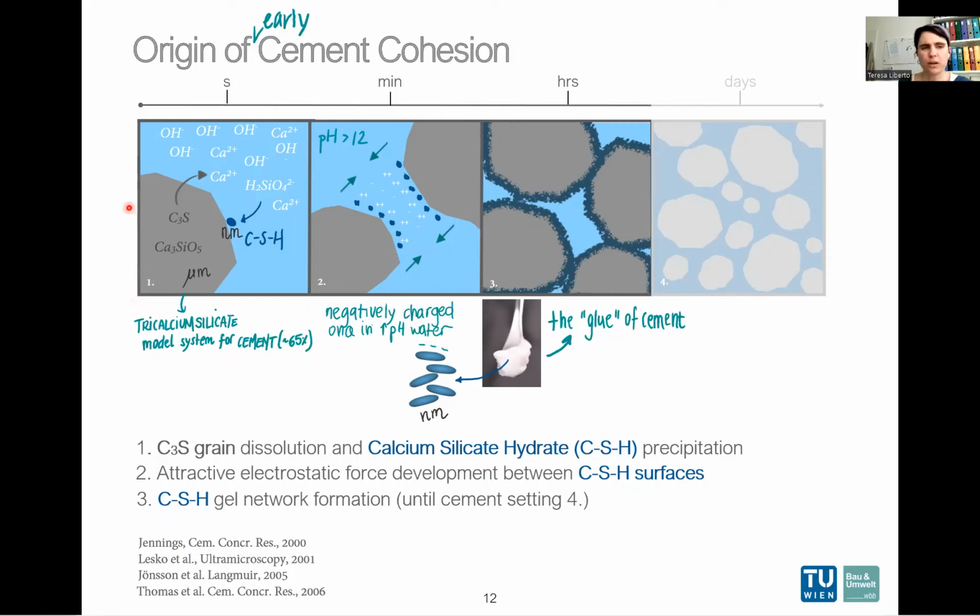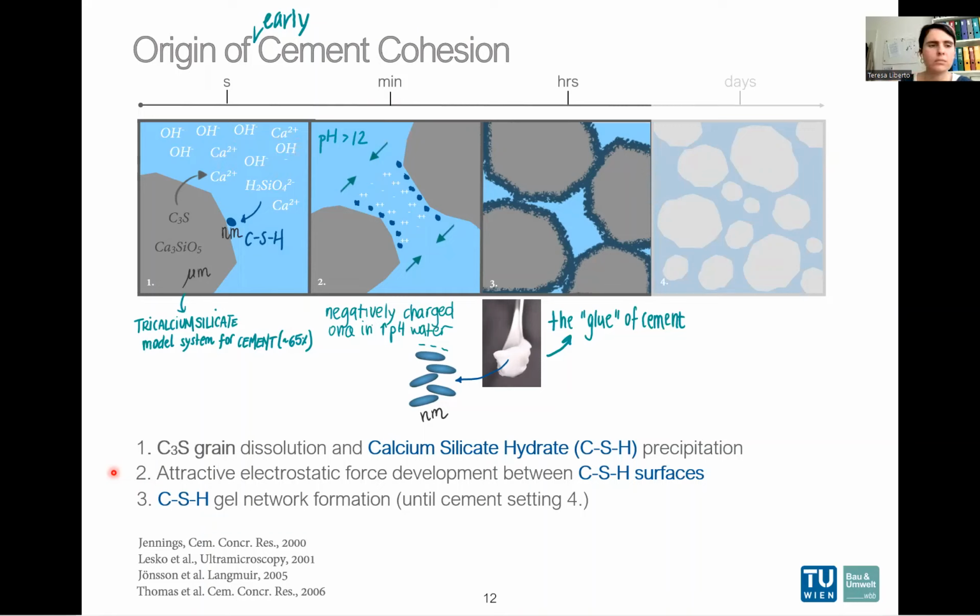Once we put our C3S grain in water, we have an immediate dissolution into several ions and a precipitation of calcium silicate hydrate. Nanometer-scale nanodisks of CSH start to form on the surface of the C3S. And when the pH rises, because we have a lot of OH- in solution, these flat disks become negatively charged and create an overall attractive electrostatic force between CSH surfaces and also the C3S grain.